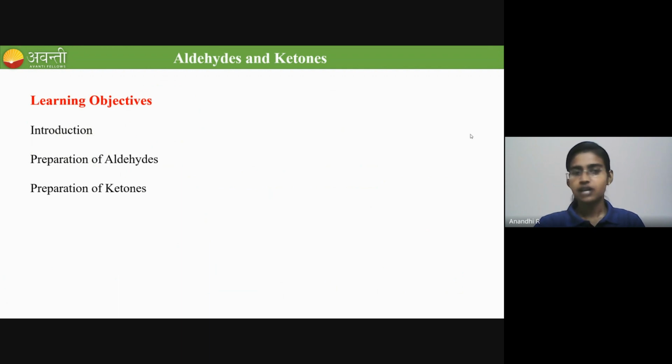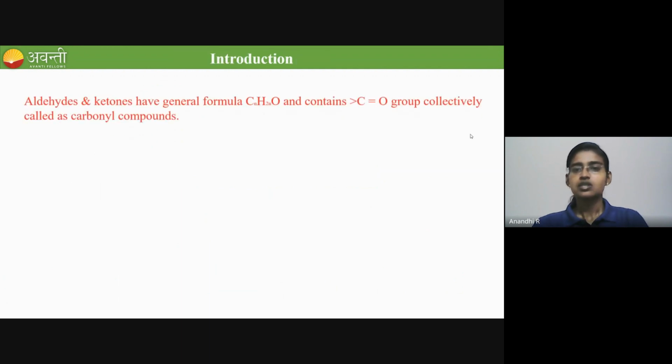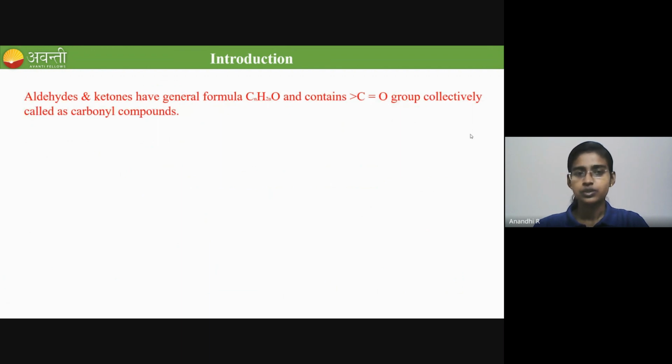Okay, let's start with the introduction first. So what are these aldehydes and ketones? Aldehydes and ketones have the general formula CnH2nO and contain the C double bond O group, and together they are called carbonyl compounds. Both have the same general formula. You can see here R C double bond OH. To this C double bond O group, on one side we have R, and on the other side we have an H group. So this is represented as aldehyde.